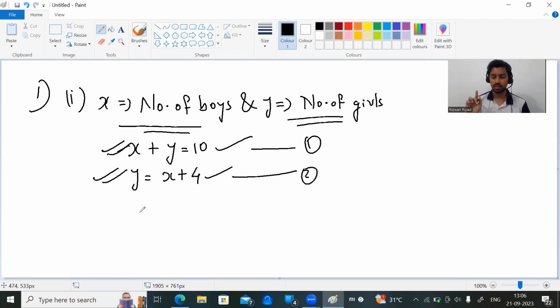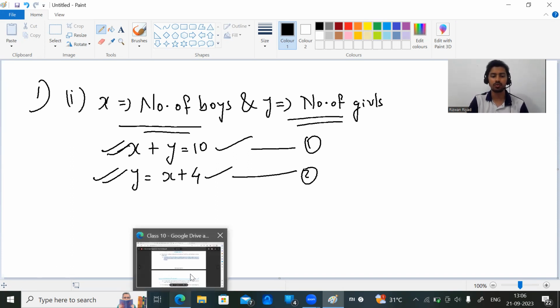That point of intersection is the solution. The x coordinate of that point is our x value, and the y coordinate of that point is our y value. That means the x coordinate of our point of intersection is the number of boys, that is the x value, and the y coordinate is the number of girls. So all of you please try it.